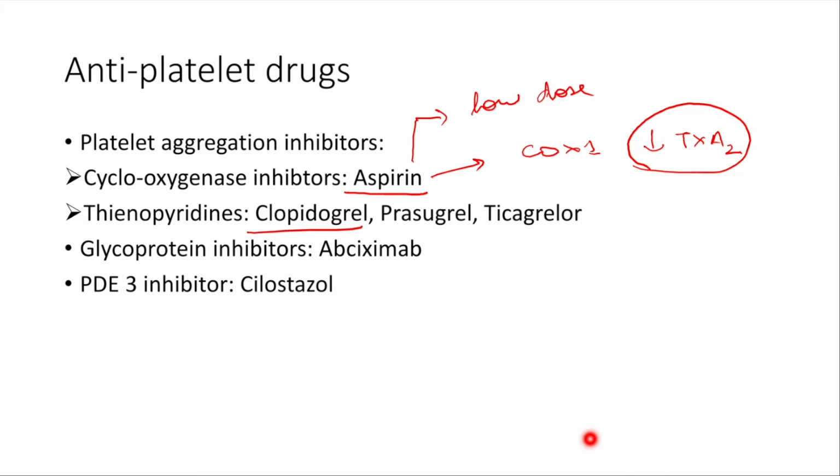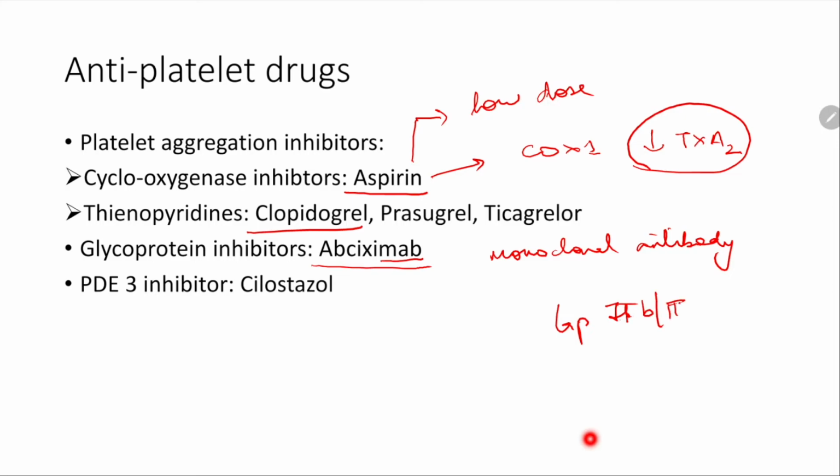Thienopyridines are clopidogrel, prasugrel, ticagrelor; these are all more potent anti-platelet drugs. There are also glycoprotein inhibitors, which is apixaban, which is the active form of a monoclonal antibody. The monoclonal antibody, as you can see by the MAB at the end, and these inhibit GP2B3A receptors. So you can get a question from this saying these glycoprotein inhibitors or apixaban inhibit which receptor.